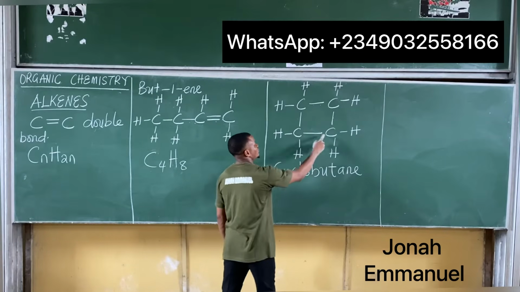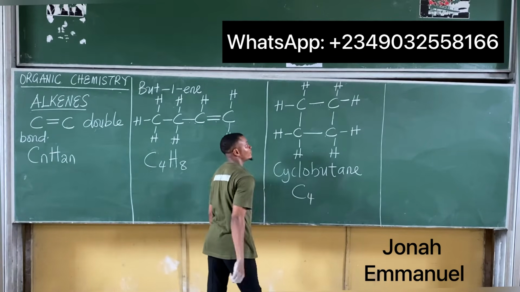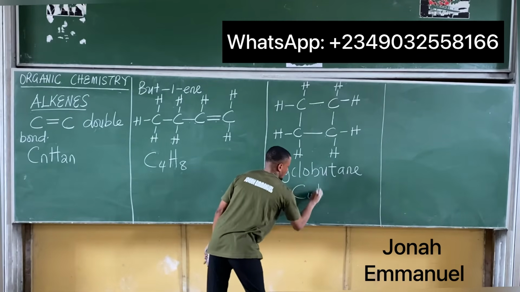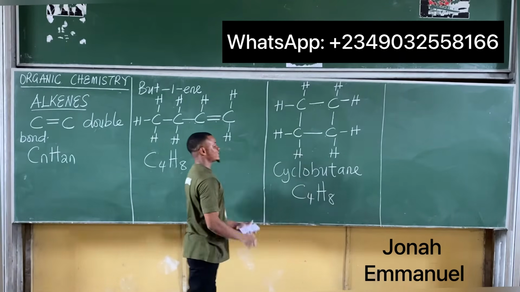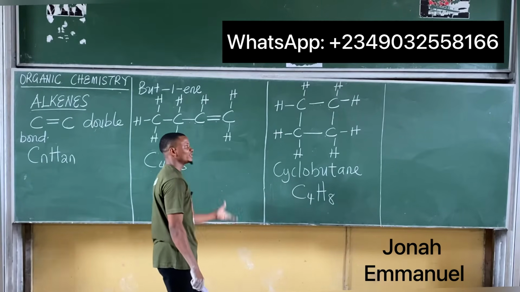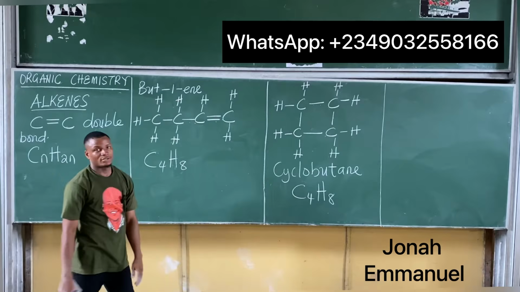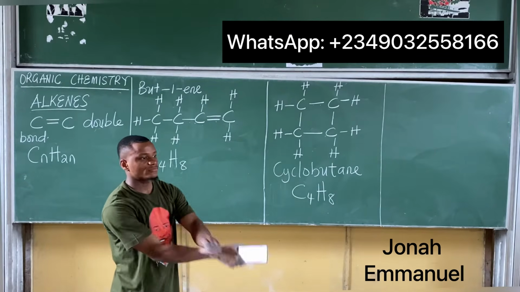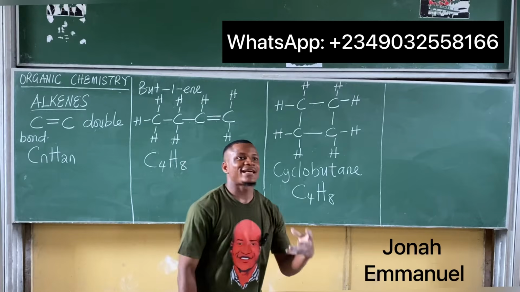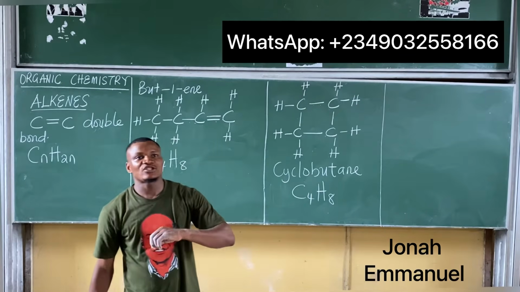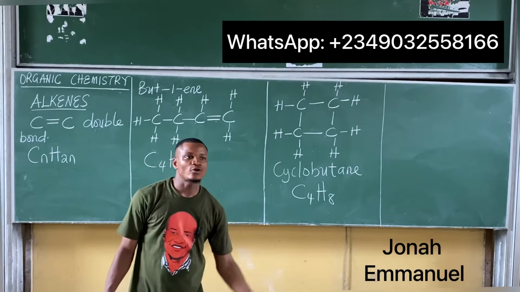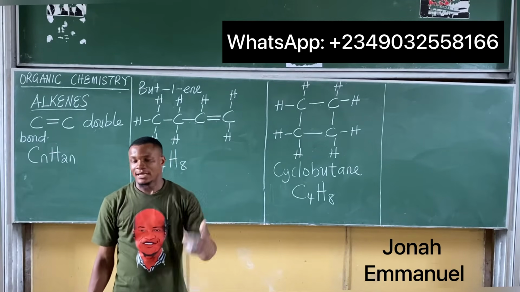What I have here is C4, 4 carbons, and 2, 4, 6, 8 hydrogens. So observe that the cycloalkanes are isomers of their corresponding alkene. Please take note. That means an isomer of propene is cyclopropane. An isomer of octene or oct-1-ene is cyclooctane. That's the idea.